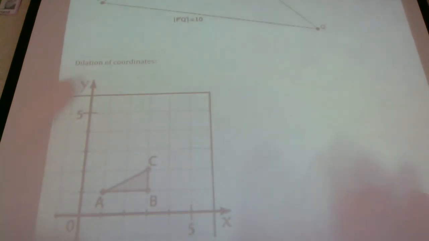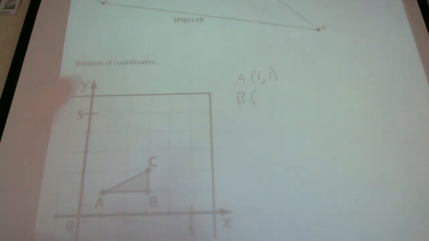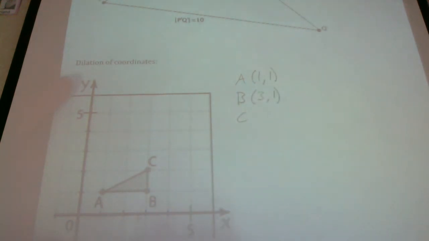Okay, so here we have a triangle ABC, and we have it on a coordinate plane. So let's write down the coordinates here. Point A is at 1, 1. Point B is at 3, 1. And if you're a little rusty with your coordinates, remember you go X first and then Y. So 3, 1, and C is at 3, 2.